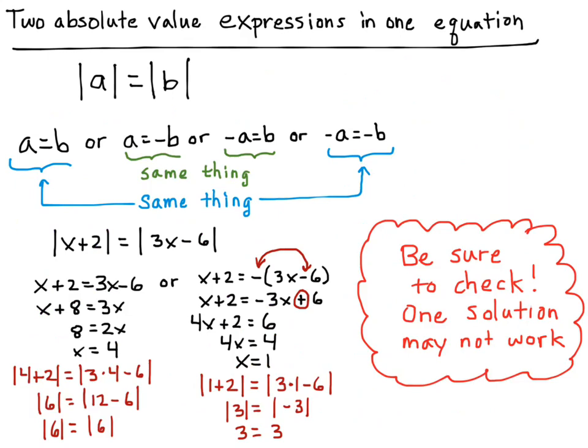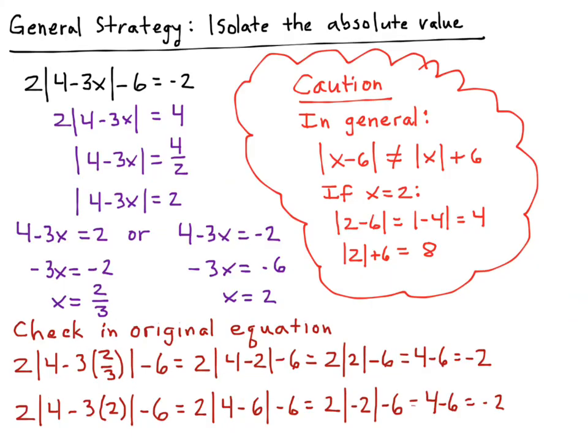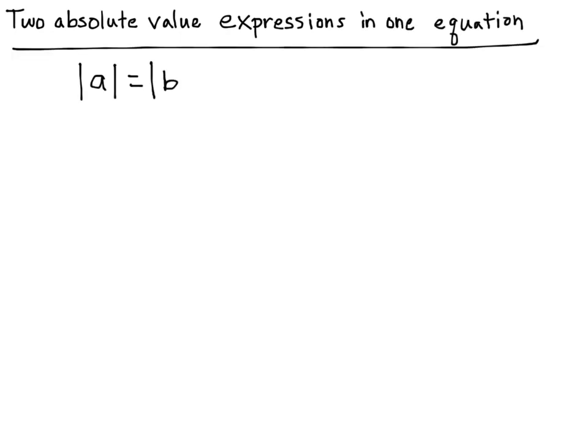Okay, did we talk about what happens when you have two absolute values in an equation? I'll start back here. Let's say we have an equation that has two absolute value expressions in it, something like the absolute value of A equals the absolute value of B.